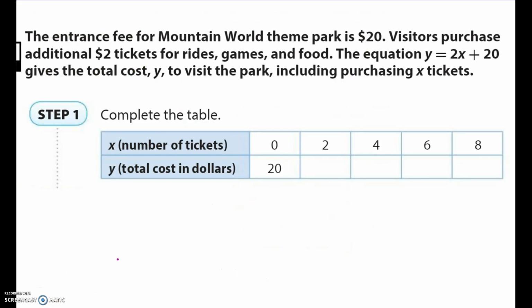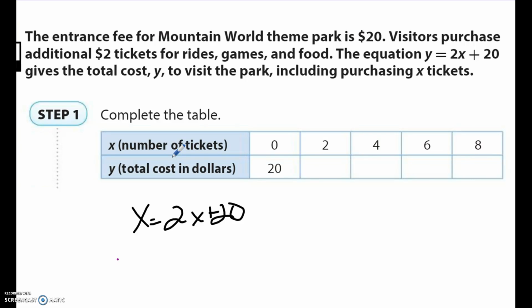Non-proportional, on the other hand, is a little bit different. Let's see. The entrance fee for Mountain World theme park is $20. Visitors purchase additional $2 tickets for rides, games, and food. The equation y equals 2x plus 20 gives the total cost y to visit the park, including purchasing x tickets. So guys, our y equals 2x plus 20 is also called a linear equation. A linear equation, guys, is an equation whose solutions are ordered pairs and they form a line when graphed.